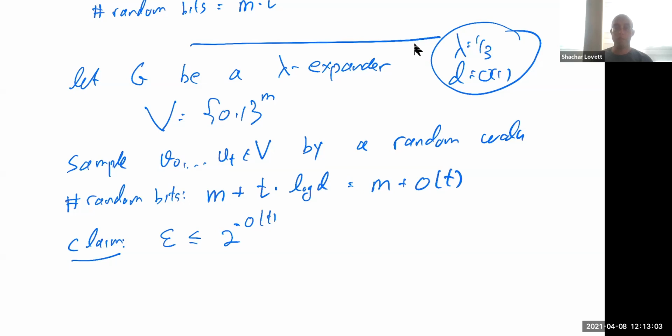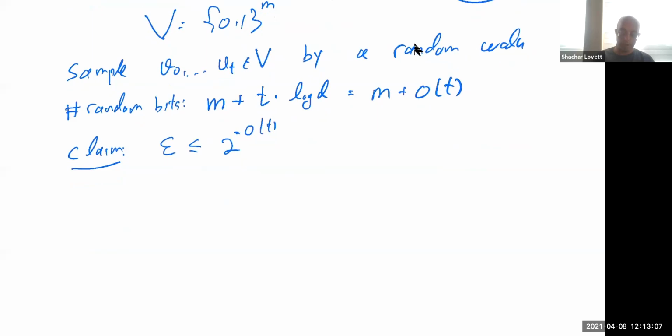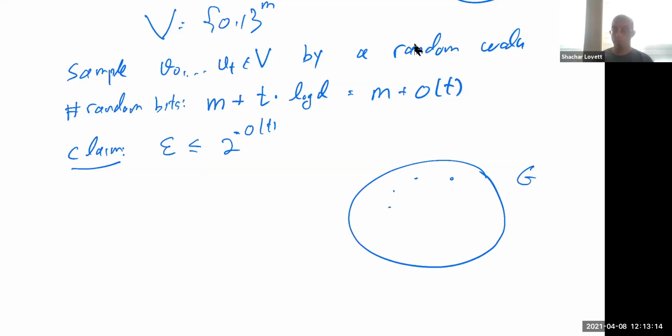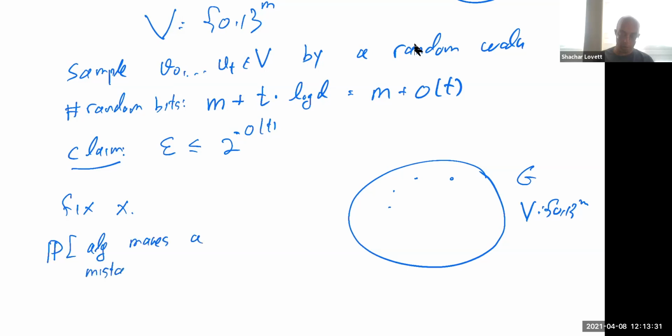So let's prove this claim. This is going to be a simple application of our theorem from before. So again, we have this graph G, where every node corresponds to a particular sum value of these random strings. So let's fix x. And what we want to analyze is the probability that the algorithm makes a mistake on x.